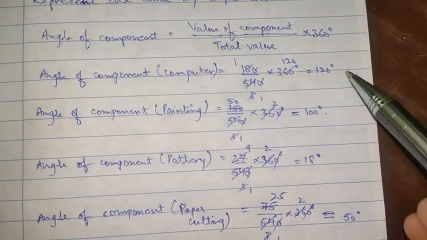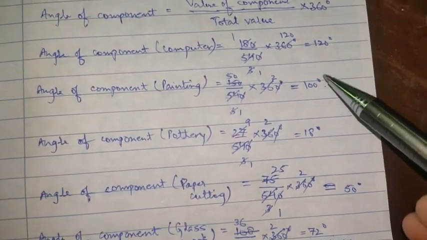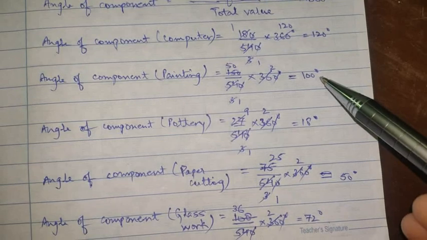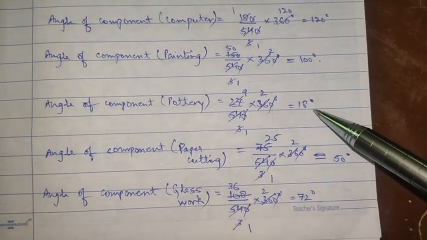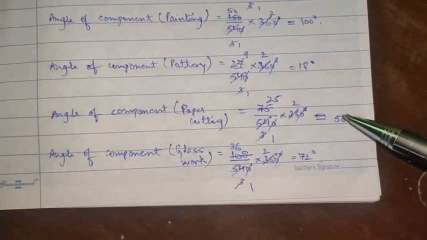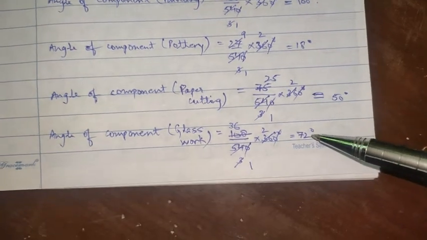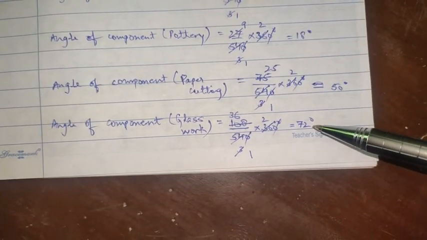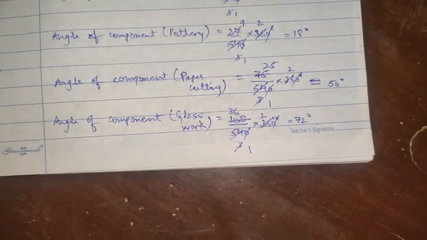So I have got the angle of the sector for the first hobby, computer, as 120. For the second hobby, painting, 100. For the third hobby, 18. For paper cutting, the fourth hobby, 50. And for the last hobby, glasswork, I've got 72 degrees.